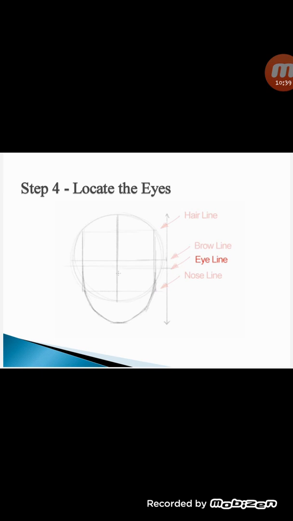Step 4. Locate the eyes. Now we have the basic structure of the shape of the face in place. We will next locate the eyes. We can use the height of the head to help us determine the location of the eyes on the face. The eyes are generally found on a line in the center of the head. The brow line is represented by the center line that we drew in step 1, so we know that the eyes should be found just below this line. In the center of the head, we can draw a line here for the eye line.